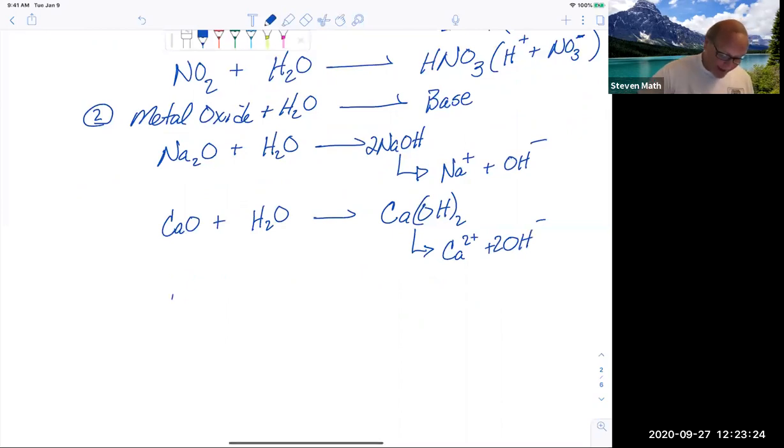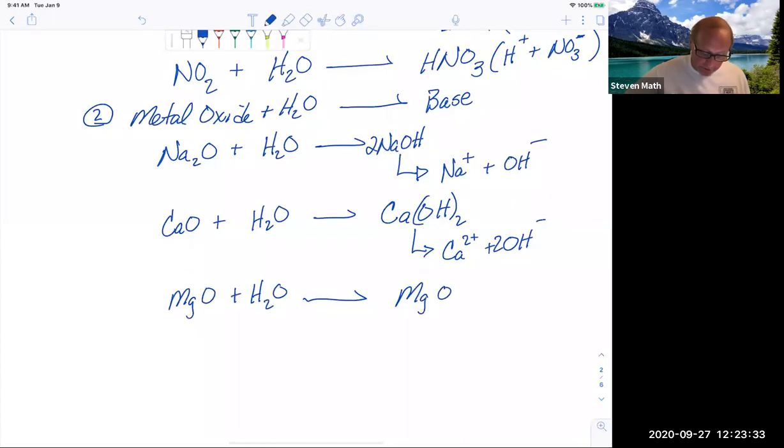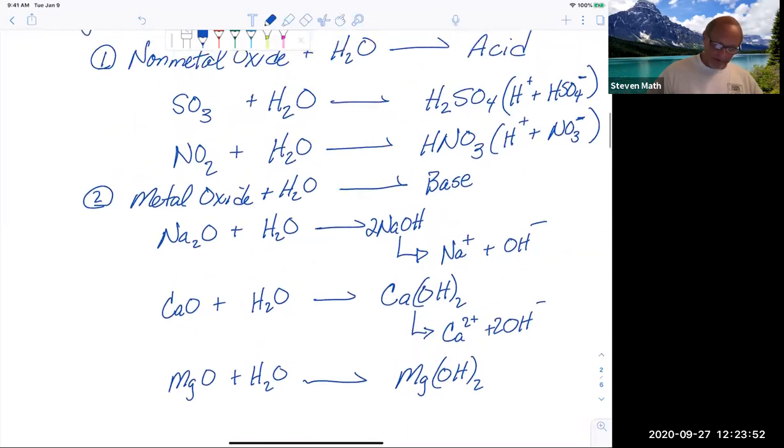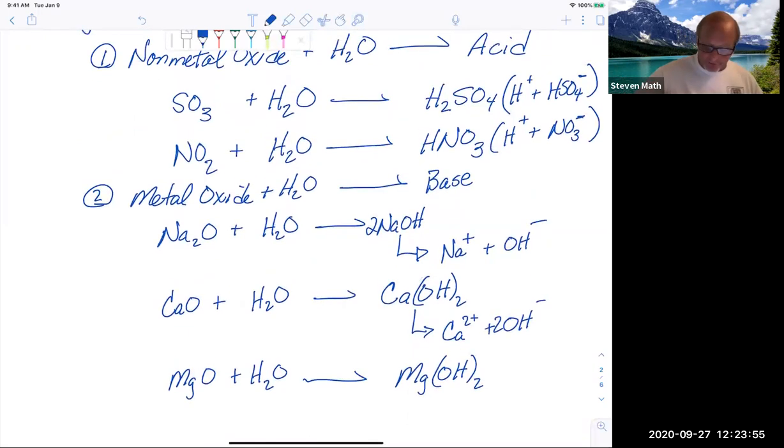No problem. If it's not strong, like strontium oxide, well, that is still strong, sorry. We said beryllium and magnesium are not strong. Magnesium oxide in water: in that case, we're just going to leave it as a compound, Mg(OH)2. It's still soluble, it's still aqueous, but it's not going to dissociate as much. Same thing goes with your acids, but you're not going to find as many of those. So that's our metallic oxide and non-metallic oxide. Those are our special cases.